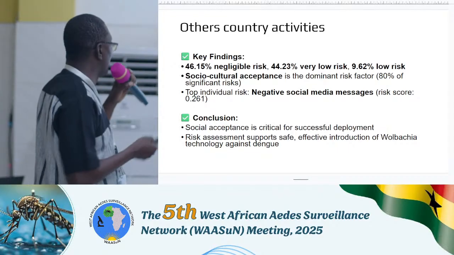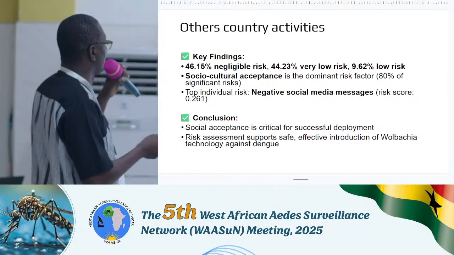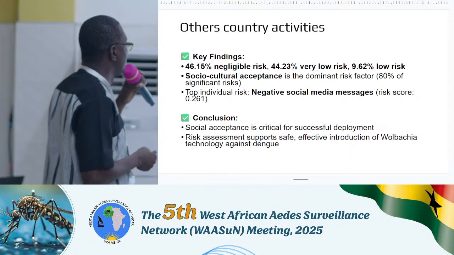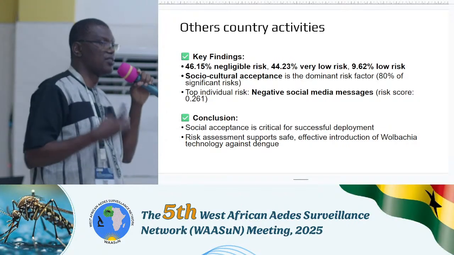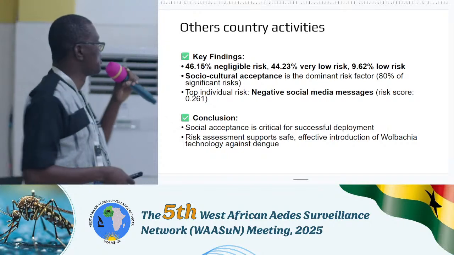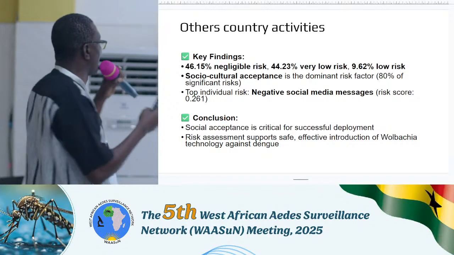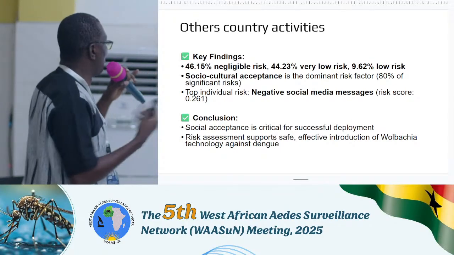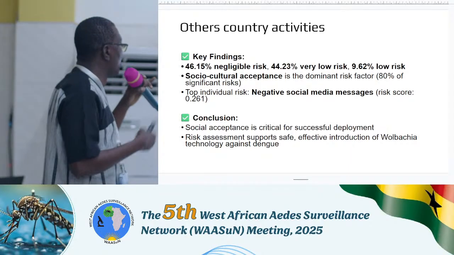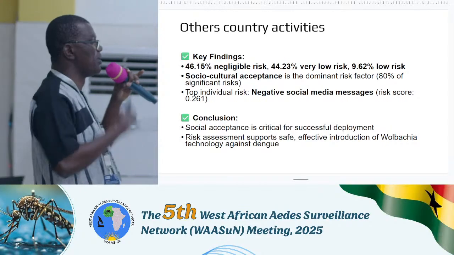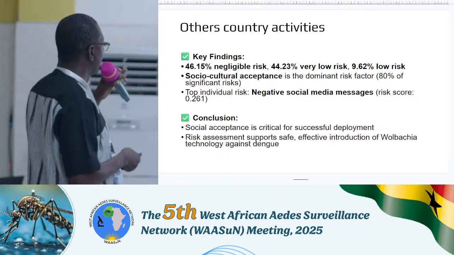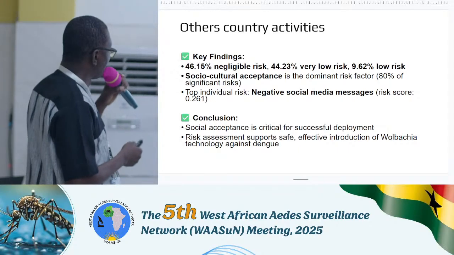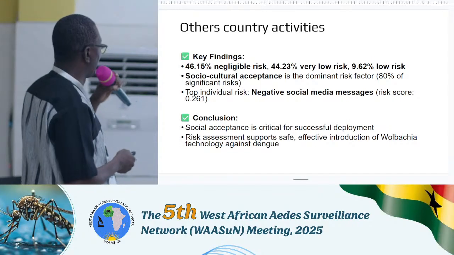The finding is that generally there is a low, negligible risk for releasing Wolbachia in Burkina Faso. But the sociocultural acceptance is a problem, because people are very scared about releasing mosquitoes in the population. It is increased by social media, because there are some activists who say that the mosquito will maybe increase the disease, or some mosquitoes can sterilize people. This is the kind of message they release through social media, making a problem for releasing mosquitoes. So social acceptance is really critical, and we need to work on that before we release these Wolbachia mosquitoes.